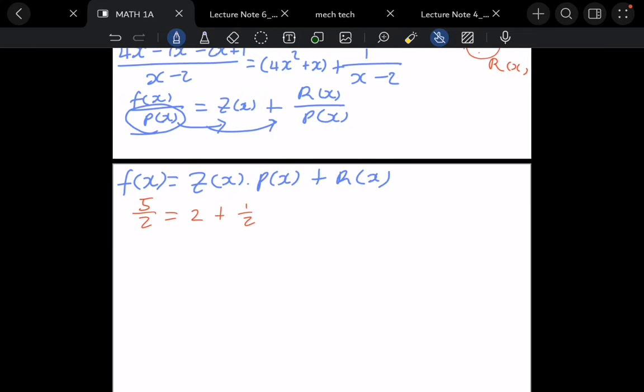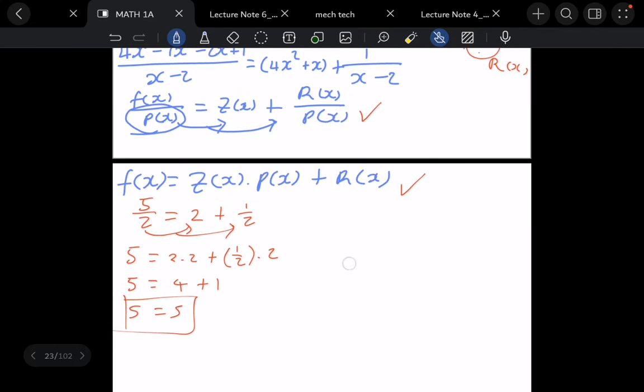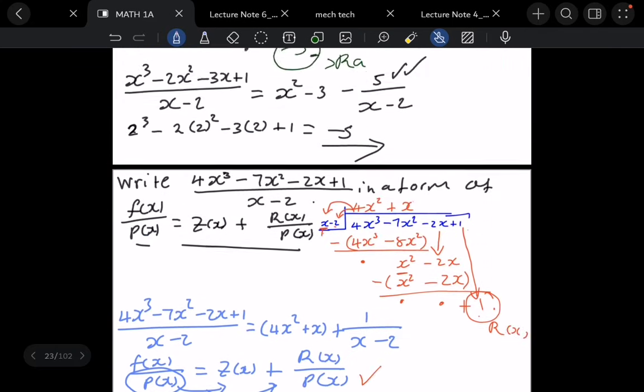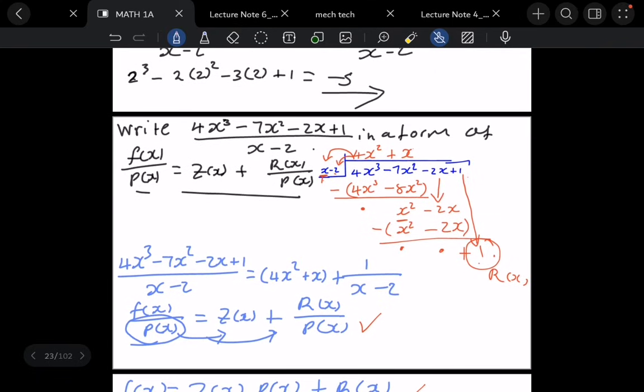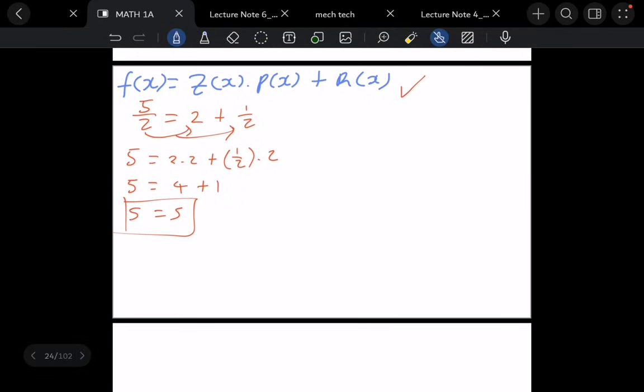Because if you take this 2 and multiply it there, you can see that 5 is equal to 2 times 2 plus 1 over 2 times 2, which is 5 is equal to 4 plus 1, which is 5 is equal to 5. This equation here is the same as that equation there. I think this will make sense on the remainder theorem. Thank you so much.